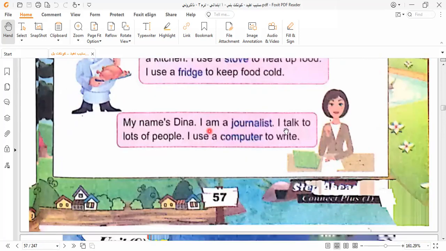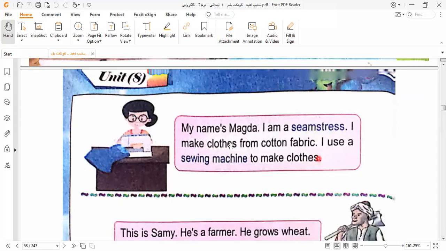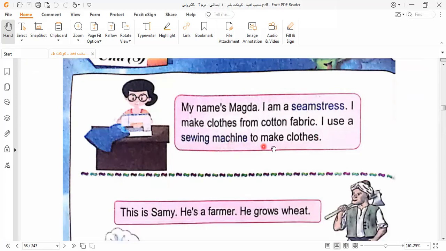My name is Dina. I'm a journalist. I talk to people. I use a computer to write. My name is Magda. I'm a seamstress. I make clothes from cotton fabric. I use a sewing machine to make clothes.